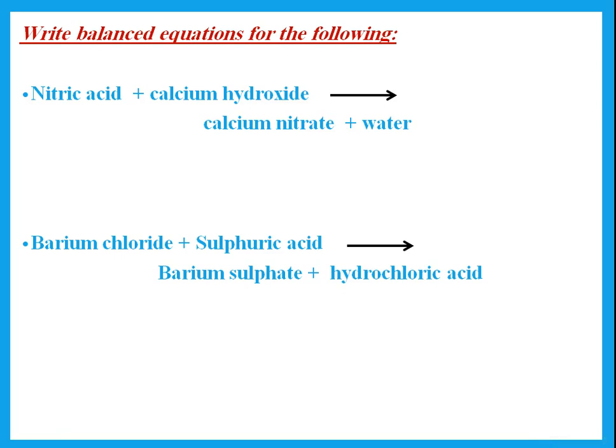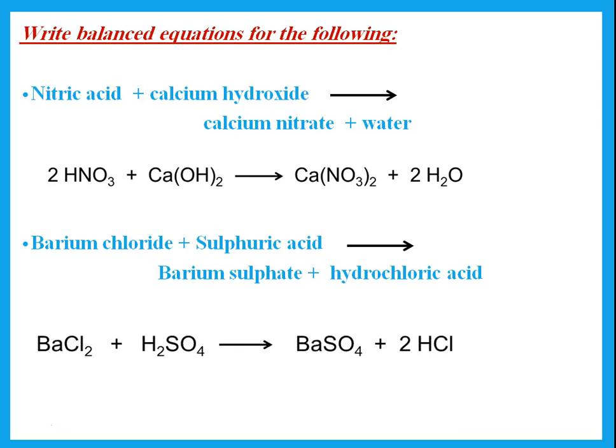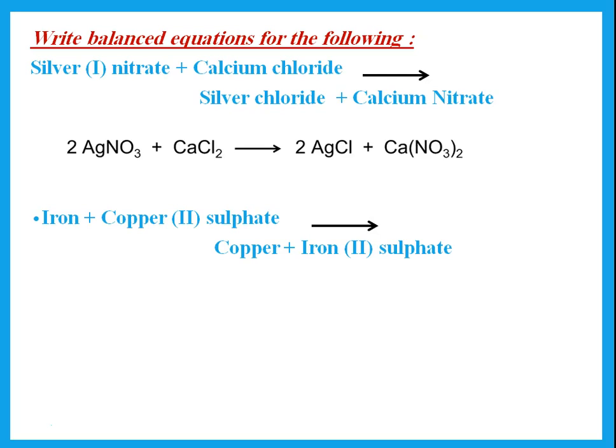Let's try writing the balanced equations for these reactions. So he's saying nitric acid. How do I write nitric acid? Nitric acid is HNO3 plus calcium hydroxide. How do I write it? Calcium hydroxide, calcium nitrate. Will you be able to do something like this? Try the next one. Take a minute and try the next one. This should be your balanced equation. Okay? Try these. Stop the video and try these on your own.